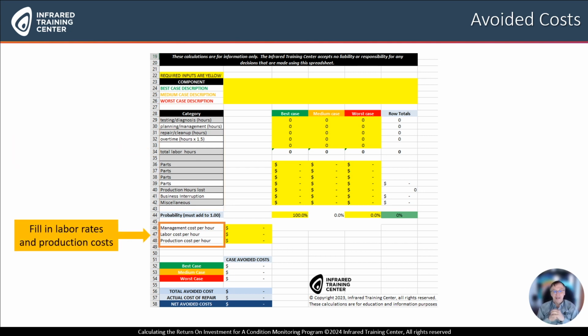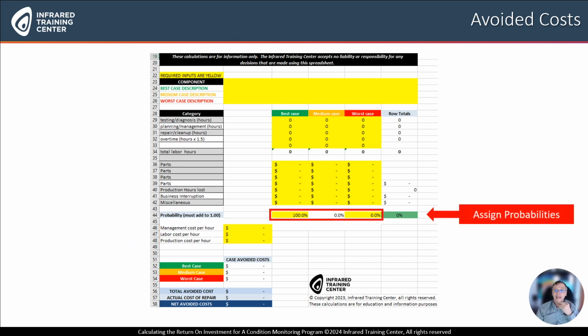And then we have to add in labor rates: our management costs per hour, maybe engineering costs could be a separate one, labor costs per hour, production costs per hour, environmental cleanup costs per hour if that gets involved. There may be many that are involved here. Okay. And then we assign the probabilities.